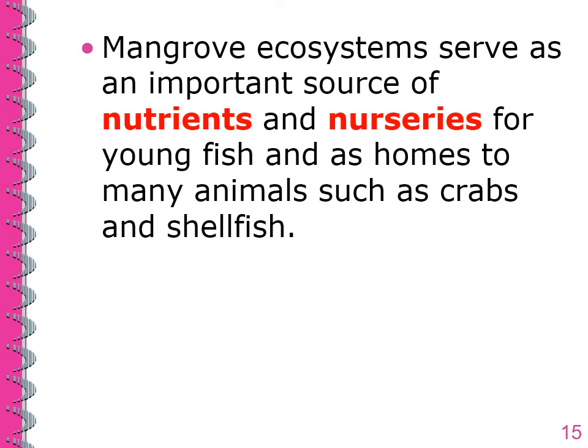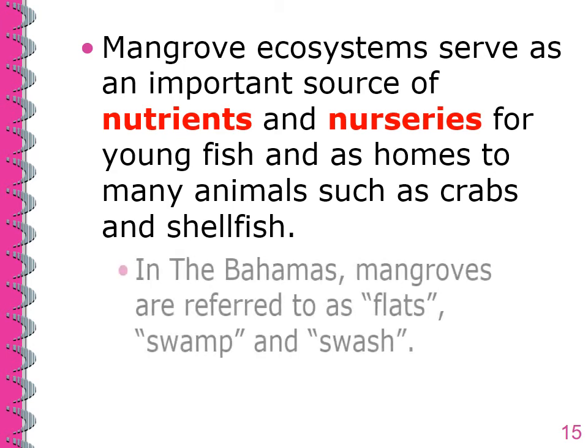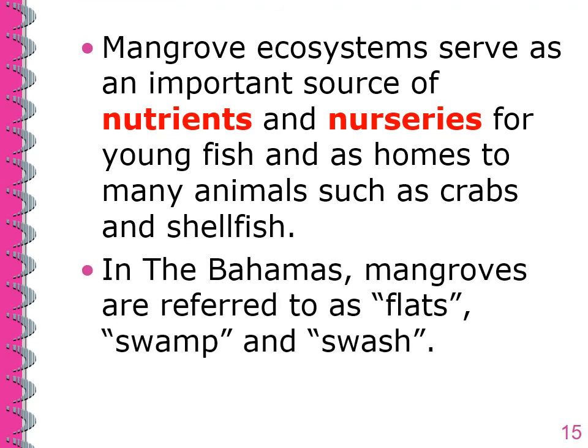The mangrove ecosystem serves as an important source of nutrients and nurseries for young fish, and as homes to many animals such as the crab and the shellfish. In the Bahamas, mangroves are referred to as flats, swamps, and slush.